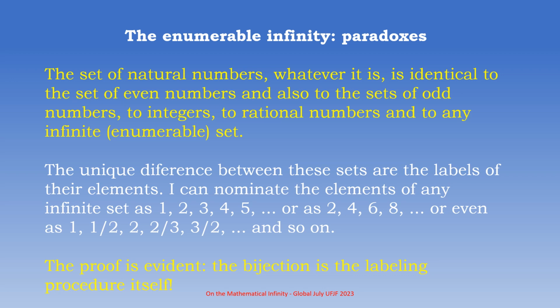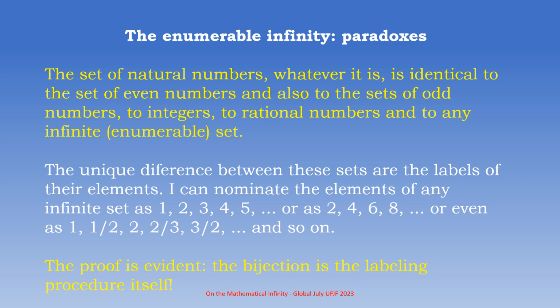I can nominate the elements of any infinite set as 1, 2, 3, 4, 5, or just as 2, 4, 6, 8, or even as 1, 1 over 2, 2, 2 over 3, 3 over 2. That's the way I label the elements. That's how the sets get apparent difference between.